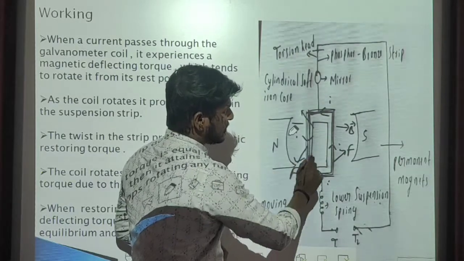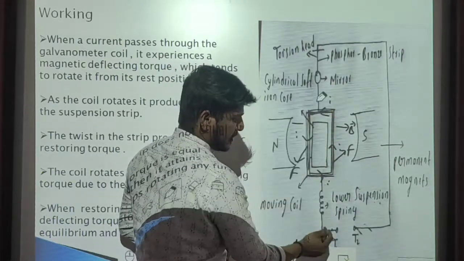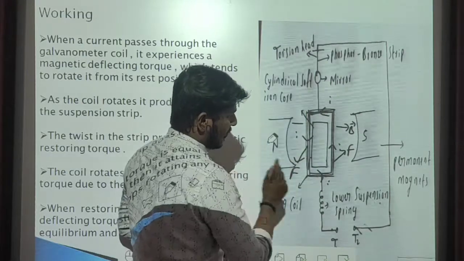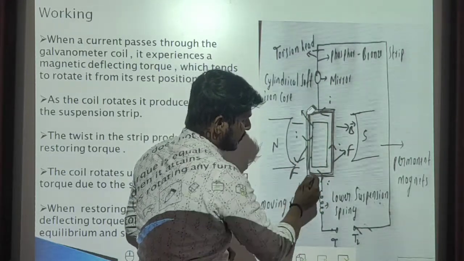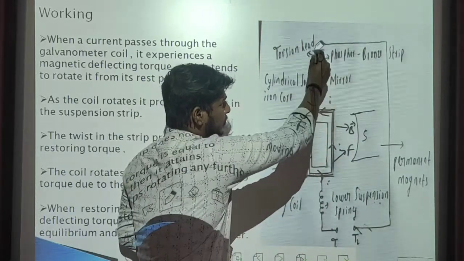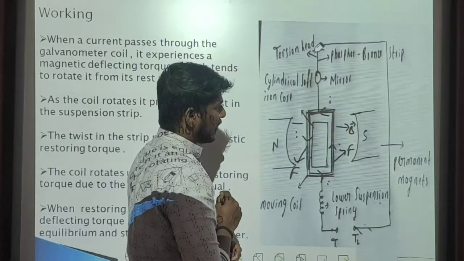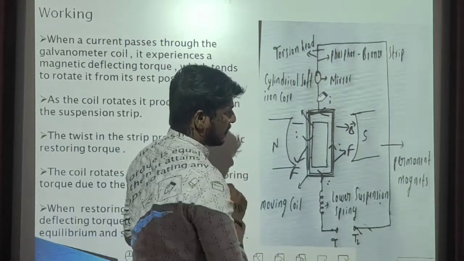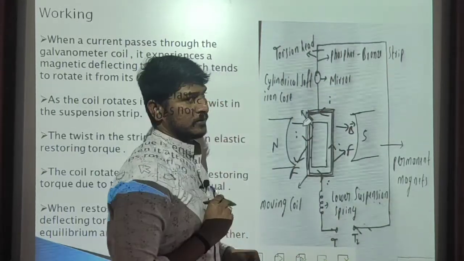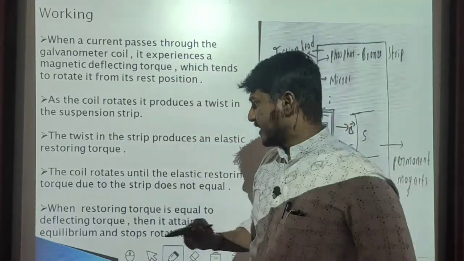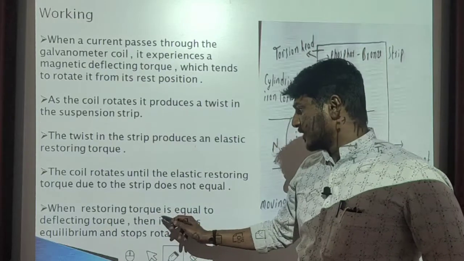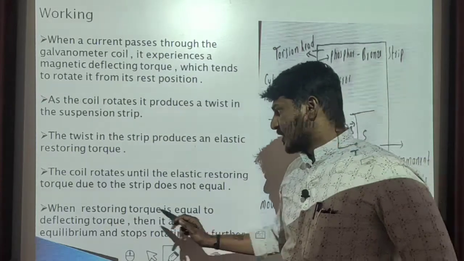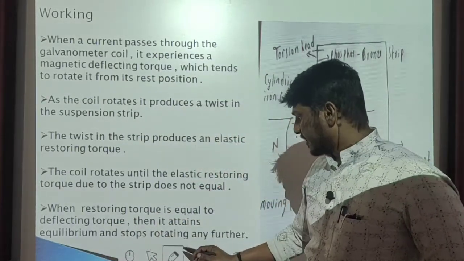When this copper coil rotates, a twist is produced in the suspension. Due to this twist, a restoring force is developed in the suspension. And this copper coil keeps on rotating while the magnitude of the restoring force developed in the suspension is not equal to the magnetic deflecting torque. And the last point, here you can see that when restoring torque is equal to deflecting torque, then it attains equilibrium and stops rotating any further.